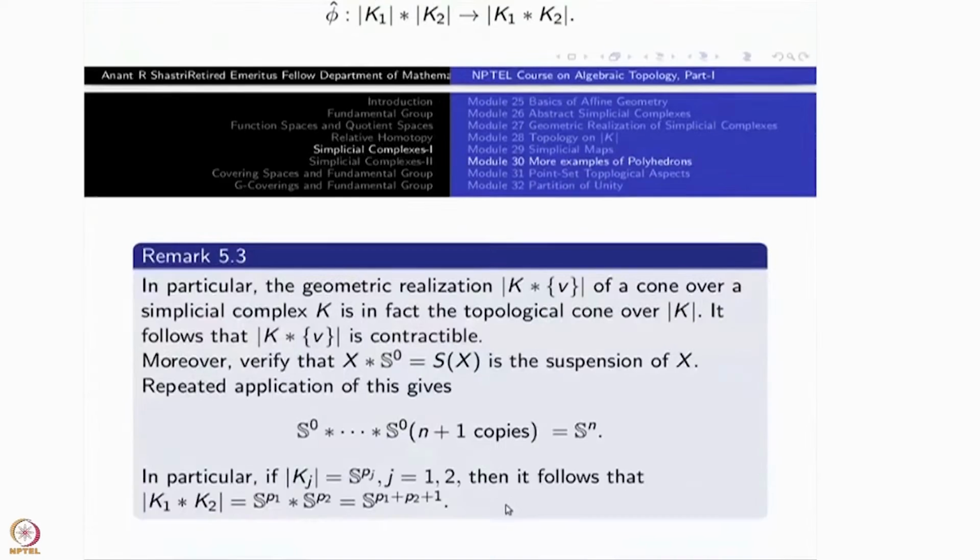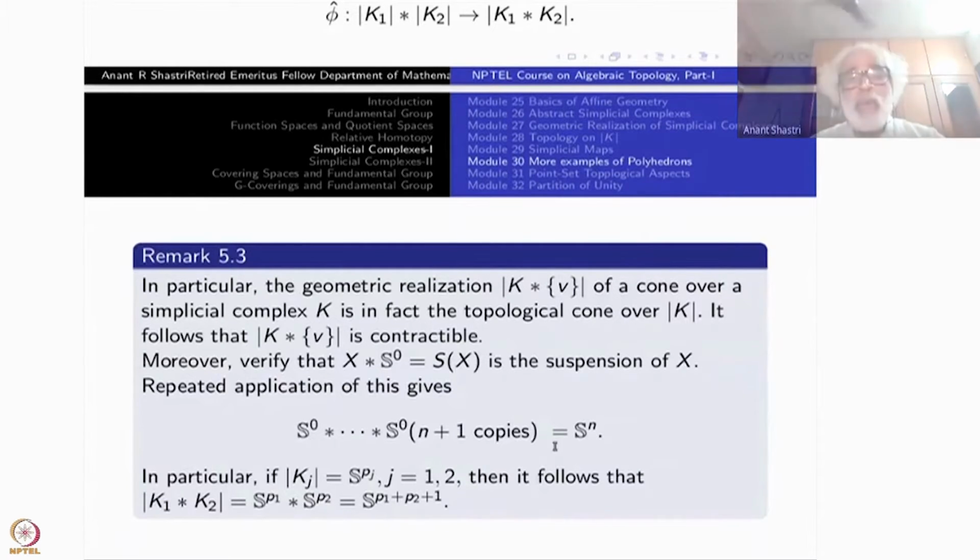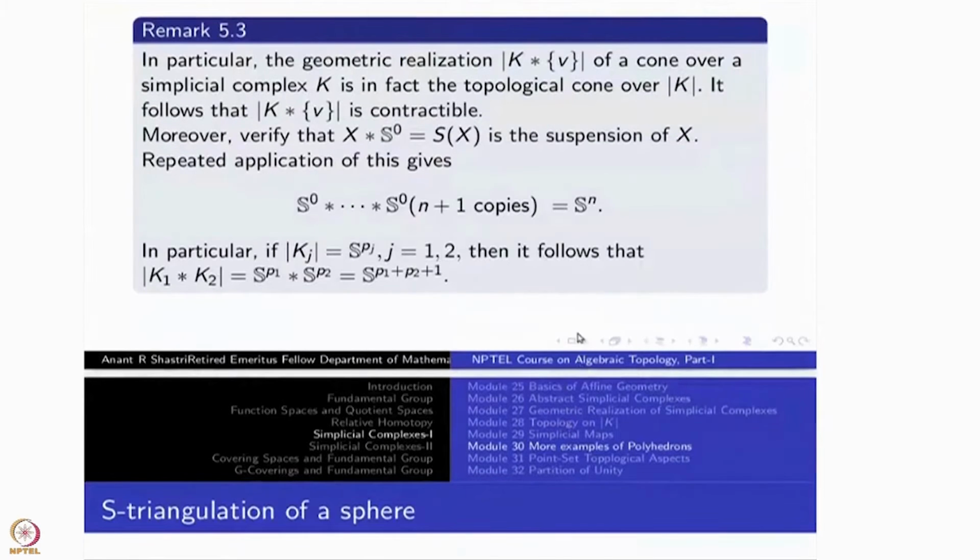In particular, we have also observed that if you repeatedly take the join of S naught with itself, n plus 1 copies, then it's the sphere. So this will give you another simplicial structure on Sn than what we have defined in the previous section. This point I want to repeat. Once I have said it, it's over, but I want to repeat it. This is called a triangulation of a sphere.